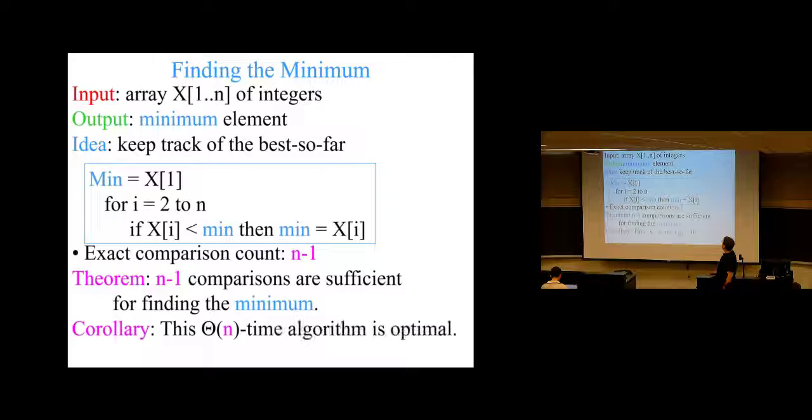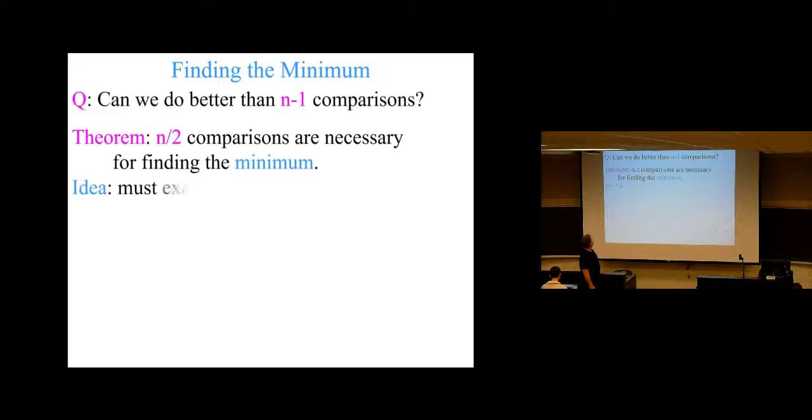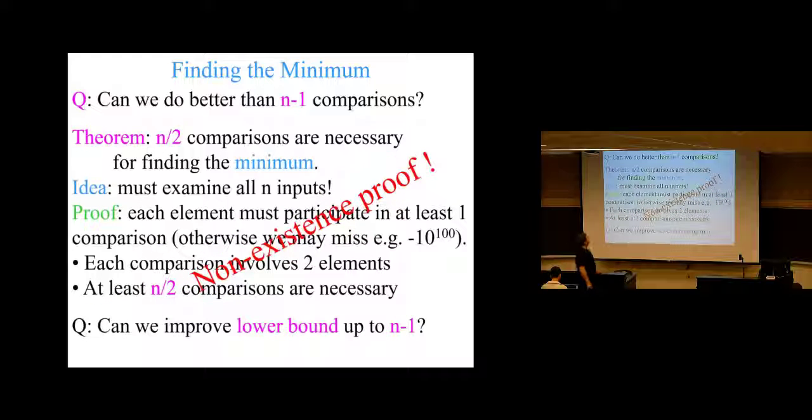And we gave a linear time algorithm to find the min and the max. We said that n-1 comparisons are sufficient by this very simple two-line algorithm. And together with the fact that linear time is necessary, that means the algorithm is optimal. And then we showed n over 2 comparisons are necessary. That wasn't easy to show.